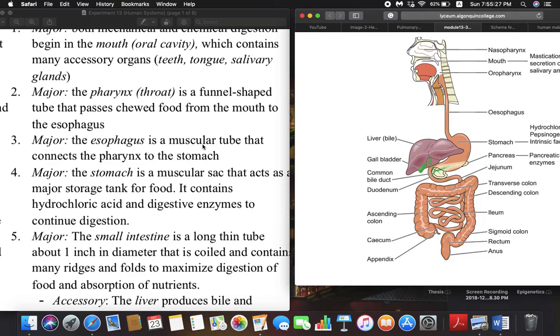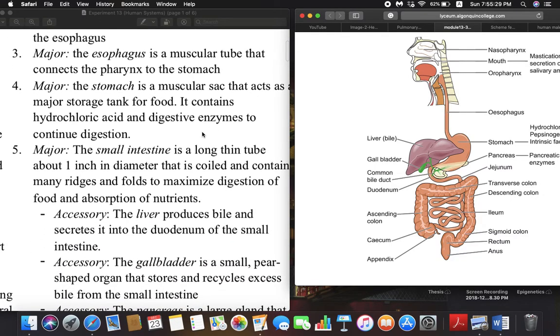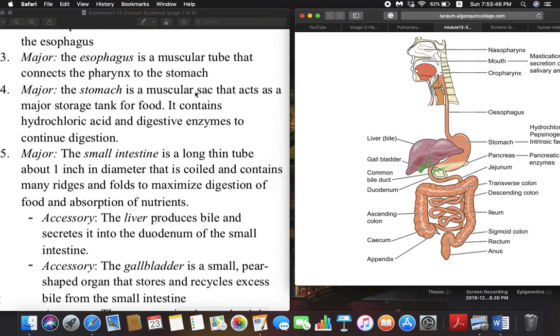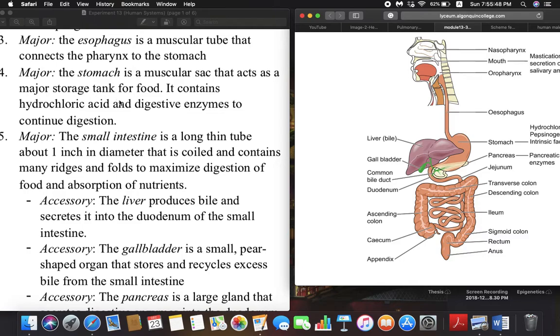So after the pharynx, we have the esophagus, which is a muscular tube that connects the pharynx to the stomach. By muscular here, we mean that muscular movement occurs mainly in the form of peristalsis, which I demonstrated in the last video. After the esophagus, we have the stomach, which is a muscular sac that acts as a major storage tank for food. We need to know that it contains hydrochloric acid and digestive enzymes to continue digestion.